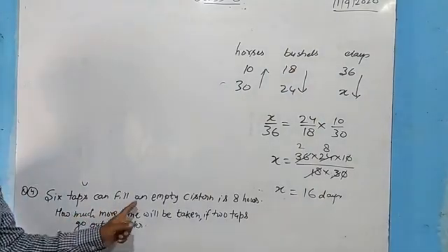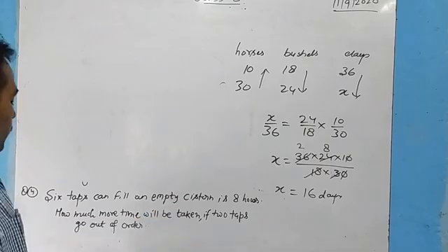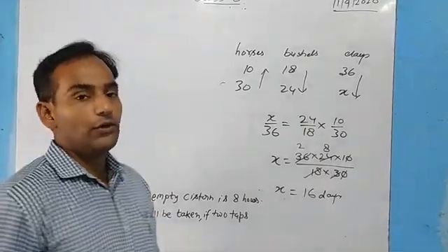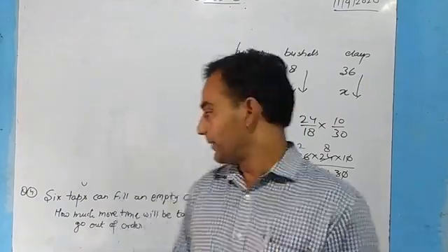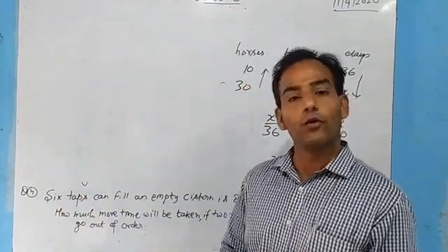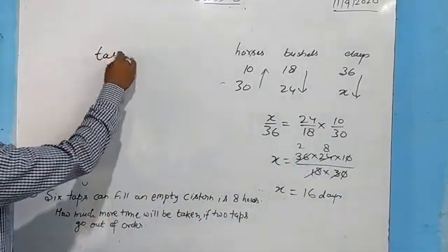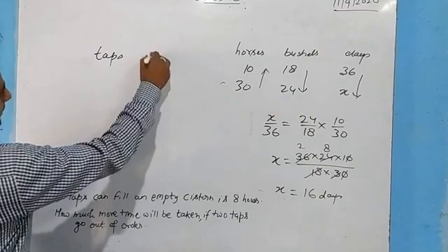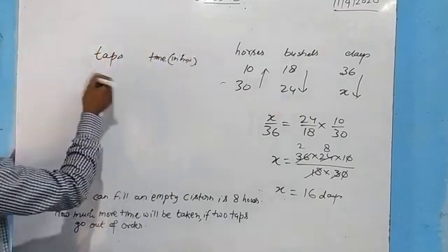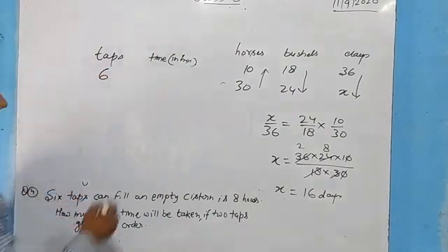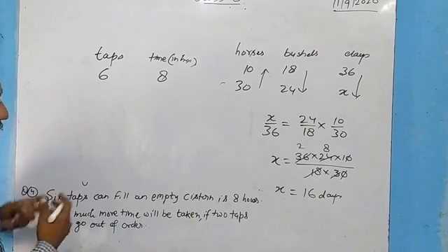6 taps can fill an empty cistern in 8 hours. How much more time will be taken if 2 taps go out of order? 2 taps go out of order means in the beginning 6 taps were there, so now 4 taps are working. At one place you can write taps, at another place time, and time is in hours. 6 taps, 8 hours.